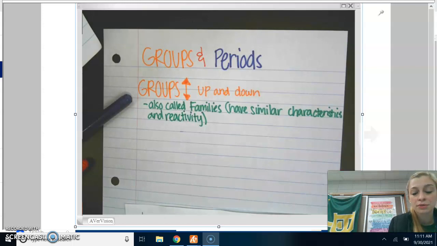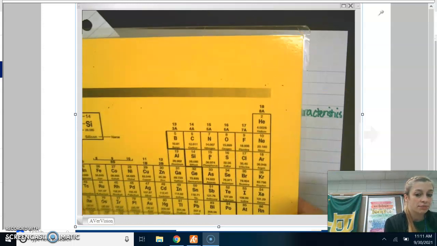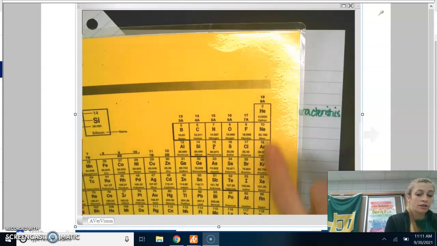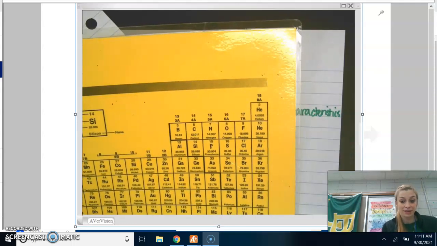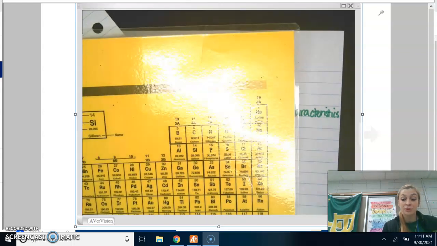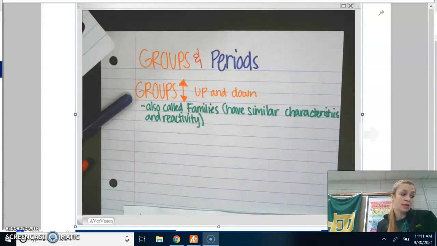So sometimes you'll hear them called families. It's because elements in the same group going up and down, they have similar characteristics, similar reactivity. For example, we'll talk more about that tomorrow, but for example, group 18 or 8A, all of these elements are gases. They are known as the noble gas family. So every element in here is a gas and every element reacts the same. That's why they're sometimes called families.